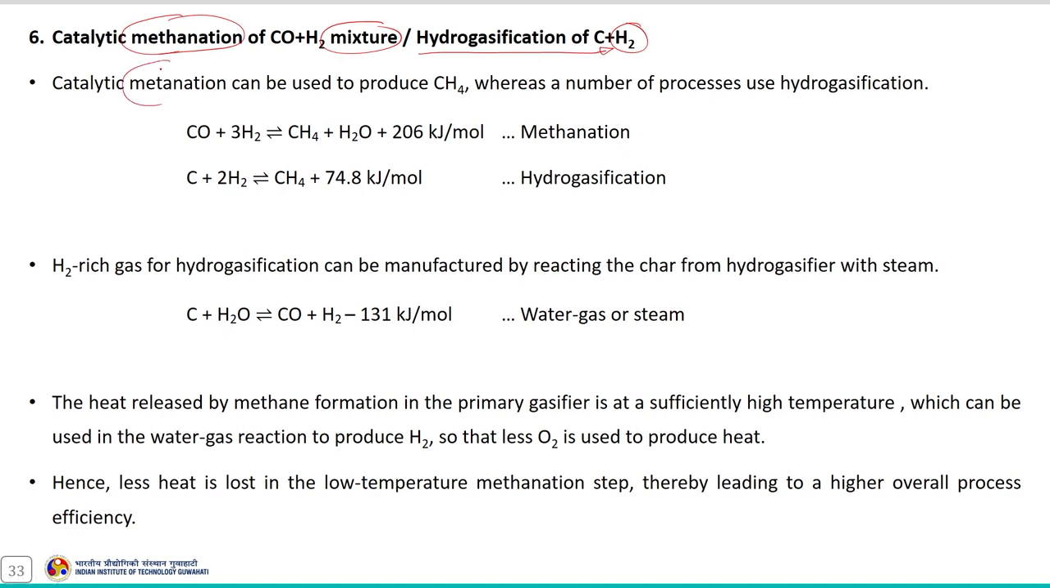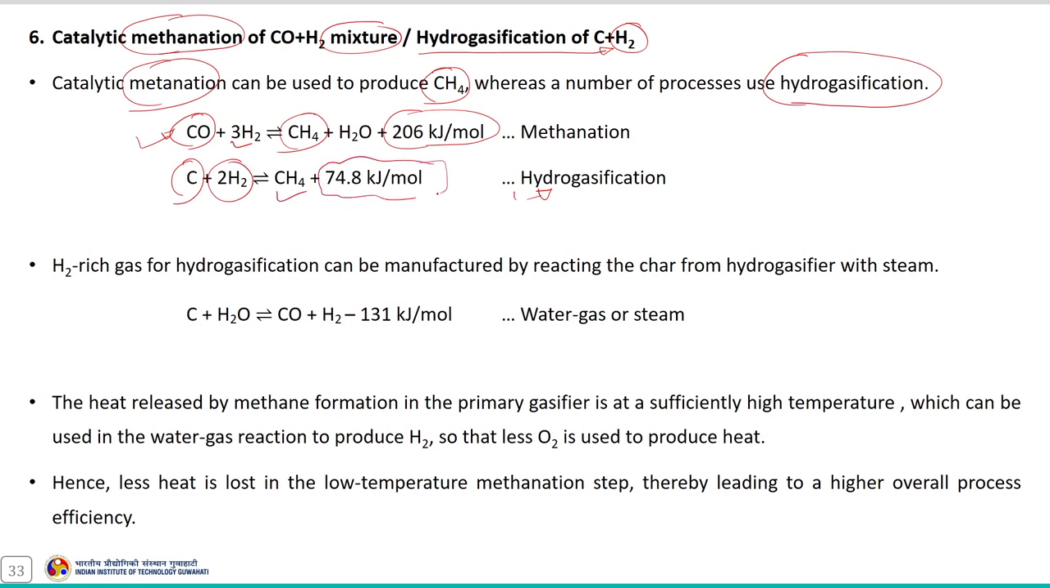This catalytic methanation step can be used to produce methane, whereas in a number of processes a hydrogasification step is used. Now if you look at this particular reaction here, it indicates the methanation reaction where the carbon monoxide reacts with the hydrogen to form methane, and during this process it releases a significant amount of heat, while in the hydrogasification reaction the carbon reacts with the hydrogen to form methane, and it also releases a good amount of heat during the hydrogasification step.